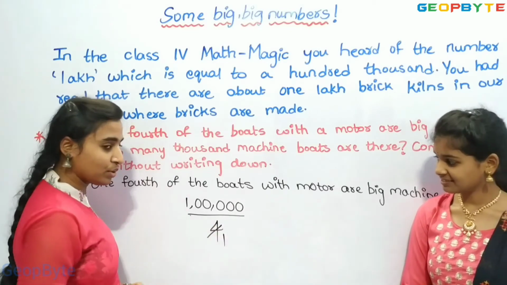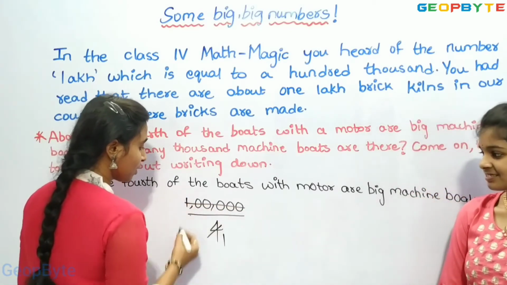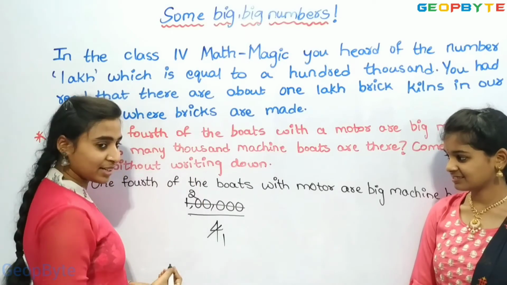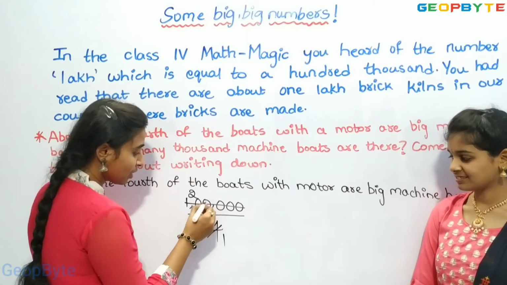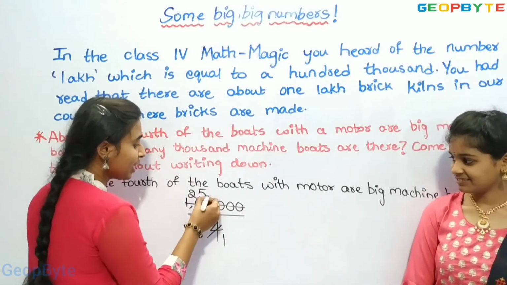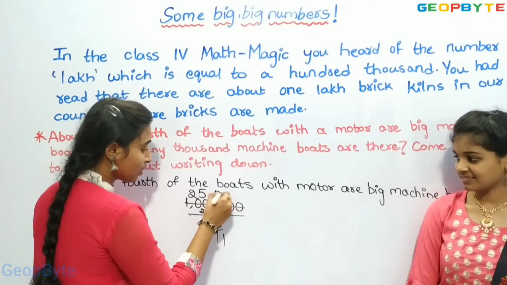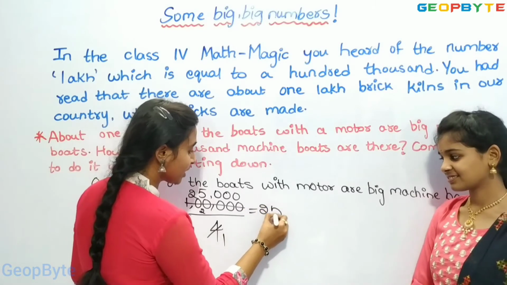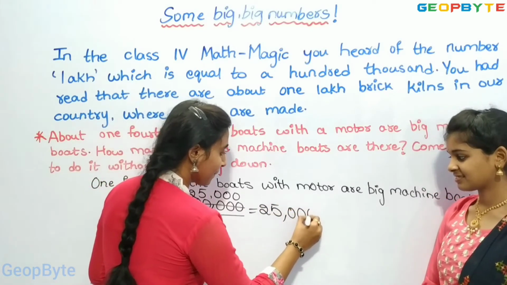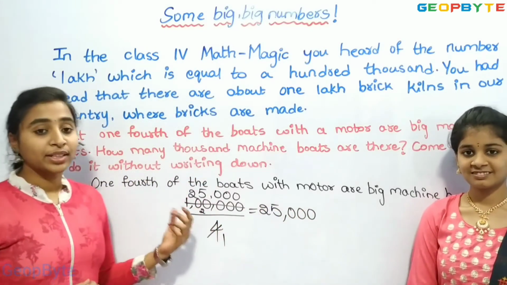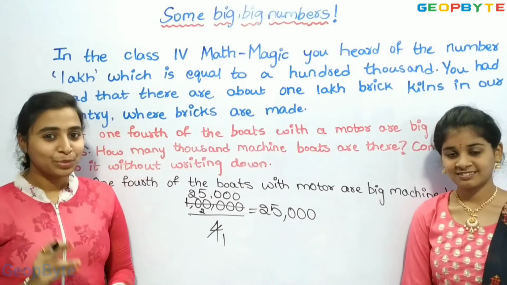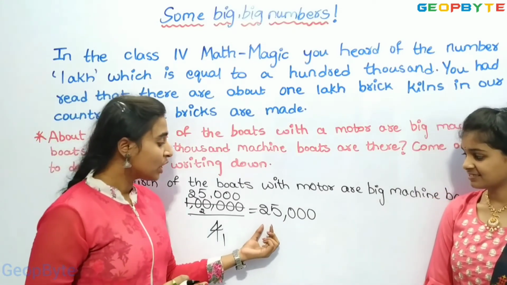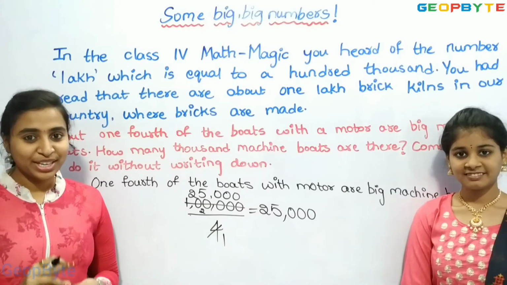4 ones are 4. 4 twos are 8. 2 is left. 4 fives are 20. And 3 zeros. It is 25,000. So, in the total of 1 lakh motor boats, we have 25,000 machine boats.